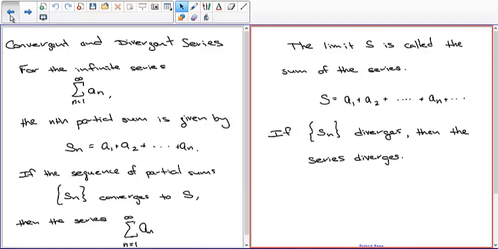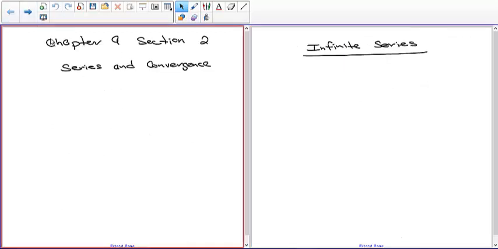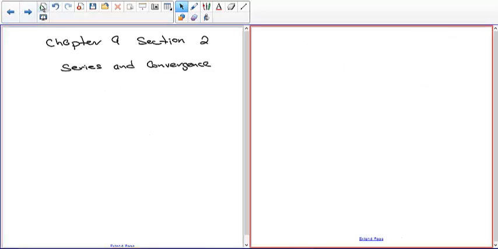Okay. So before we talk about infinite series, let's just talk about series in general. So you can have finite series and you can have an infinite series. And the way series are usually represented is you have a summation sign. So that means you're going to add the terms together.